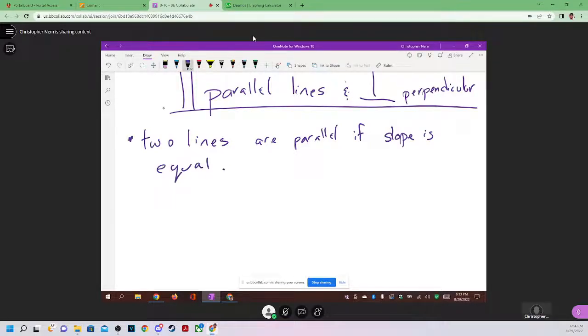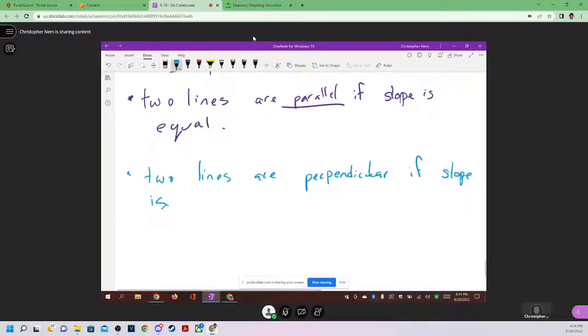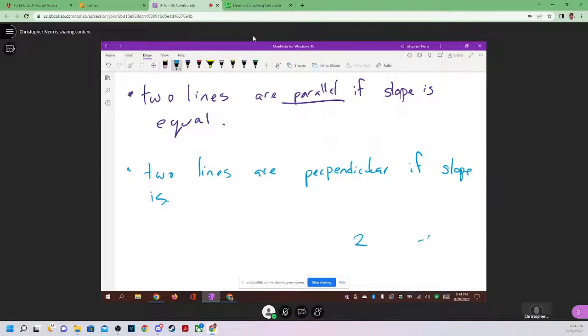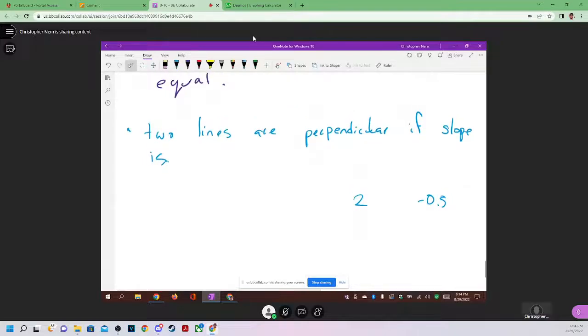That's the first one: parallel if slopes are equal. And we can say that two lines are perpendicular if the slope is, well, we had earlier 2 and negative 0.5. But what's negative 0.5 as a fraction? That's just negative 1 divided by 2, right? So if I write down negative 1 divided by 2, do you see the relationship?